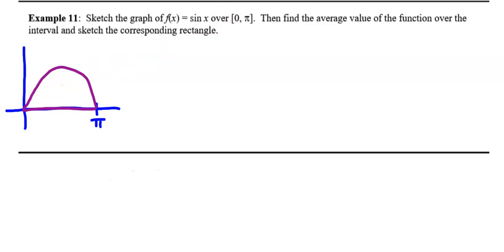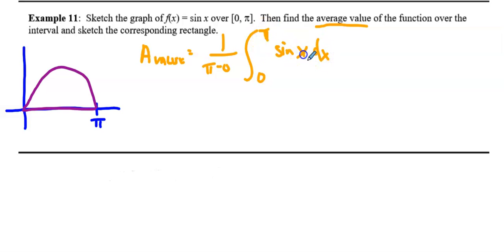So this is just a really good idea of what we're actually finding here. Since it's asking us to find the average value of the function, the first thing we're going to do is find this average value. It's going to equal 1 over pi minus 0. So again, it's going to be 1 over b minus a. And we're going to integrate this from 0 to pi of our function. And so we have 1 over pi. And then we're going to integrate this as negative cosine of x, and we're going to evaluate that from 0 to pi.